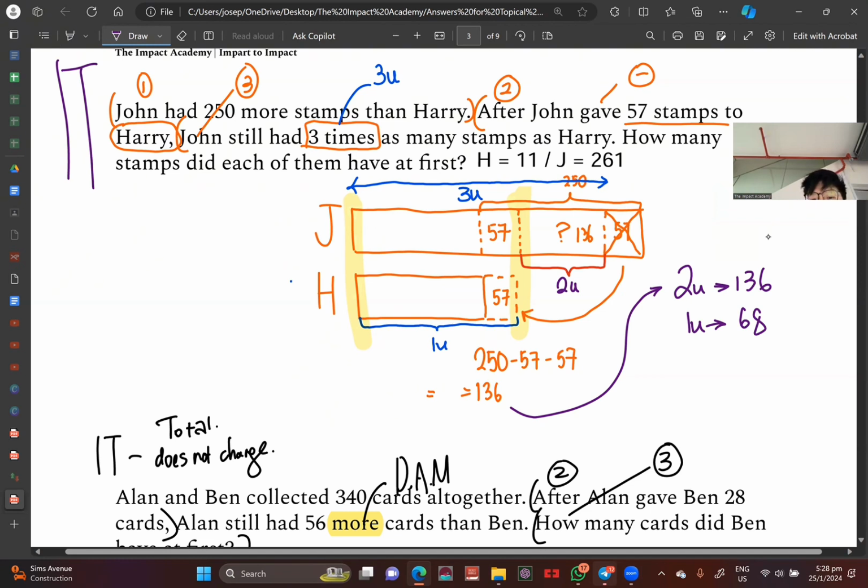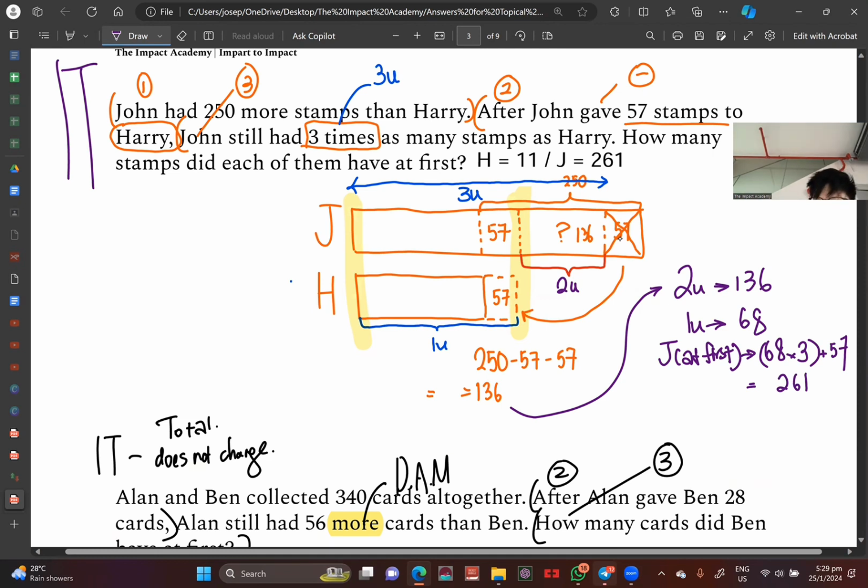At first, John will be how many units? We will use 3 units because from here all the way to here, and then later we'll add 57 because I want John at first. Am I making sense? All right, so we say John at first will be simply just 68 times 3 plus 57. All right, 68 times 3 plus 57. We get to an answer of 261 for John.